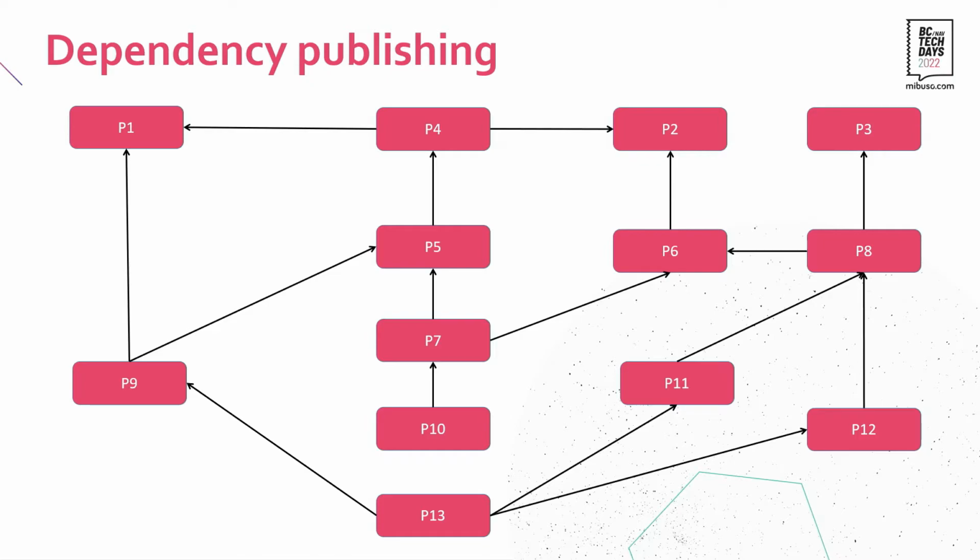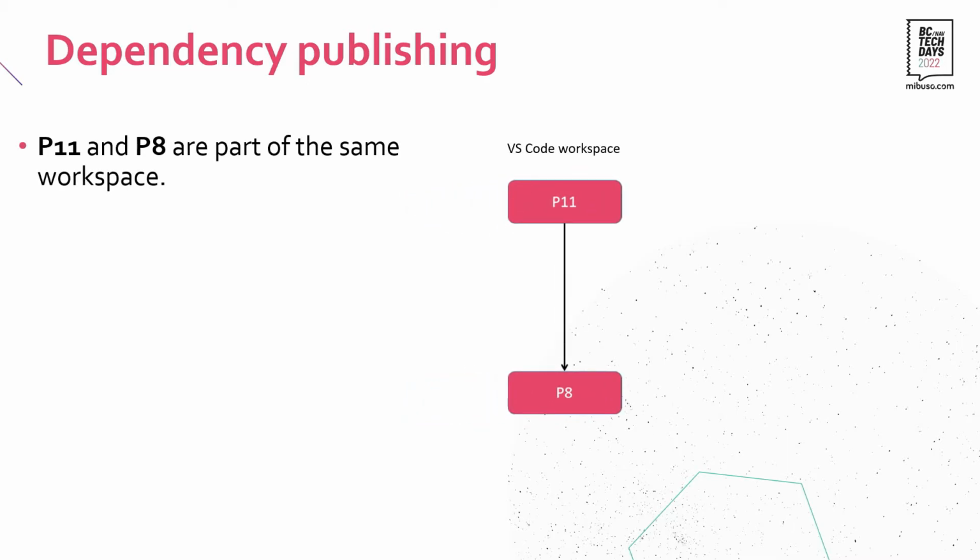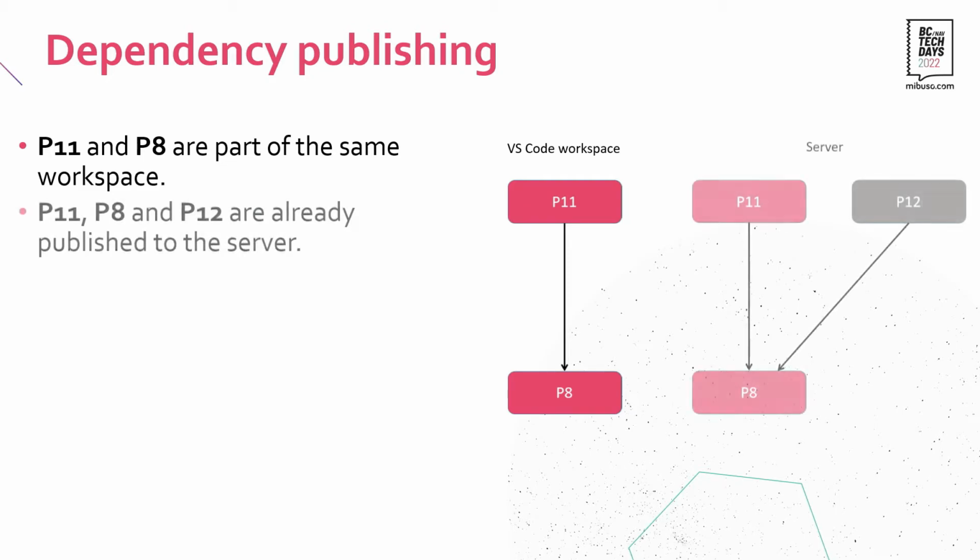I'll pick 13, 11, and 12, and I'll open a new, smaller workspace. So here it is. So P11 and P8 are part of my workspace. P11, P8, and P12 this time are part of the dependencies available on the server.